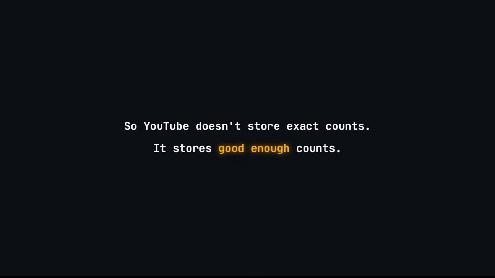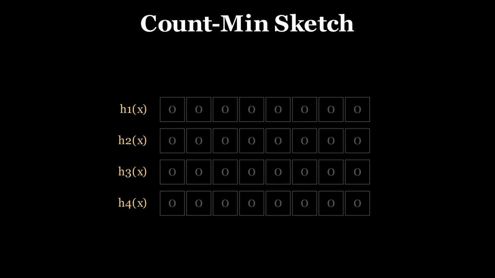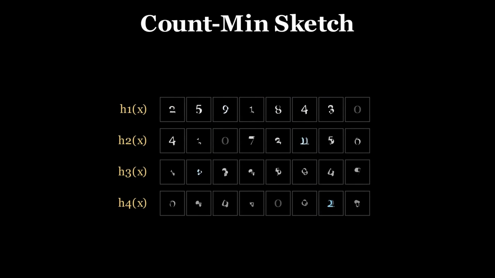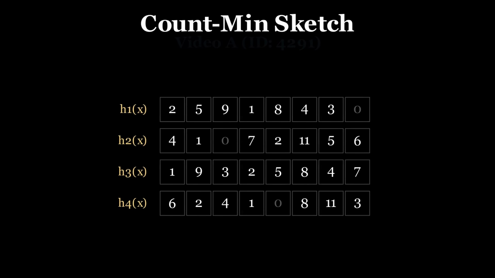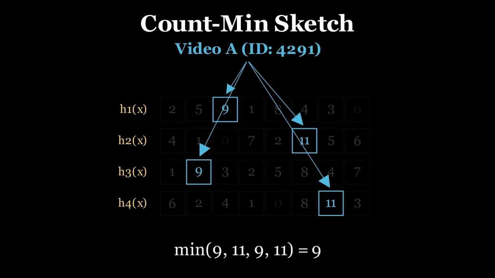So YouTube doesn't store exact counts, it stores good enough counts. This is the count-min sketch, multiple rows each with its own hash function. When a view comes in, you run the video ID through each hash function. Each one points to a position in its row, and you increment every one of those counters every single time. This is happening constantly across hundreds of millions of videos. To query how many views a video has, you use the same hash functions and same positions and take the minimum value across all rows. That minimum is your answer. Not exact, but provably close.